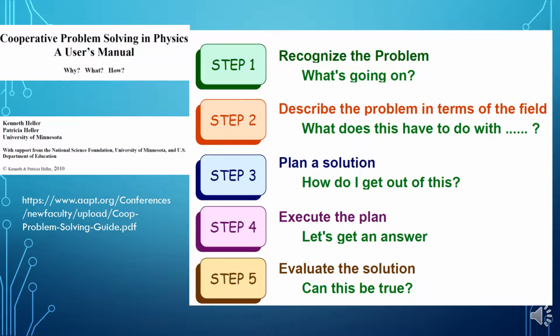So they start with recognizing the problem and figuring out what's really going on in the problem, taking the word problem that you have and really figuring it out. They're then going to describe it in terms of physics. What does this have to do with the concepts we've been learning? How does this fit in? Plan a solution to get from where you are to where you want to be. Execute the plan, and then evaluate the solution.